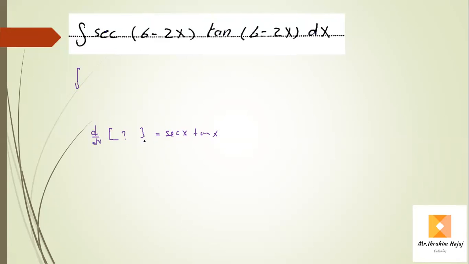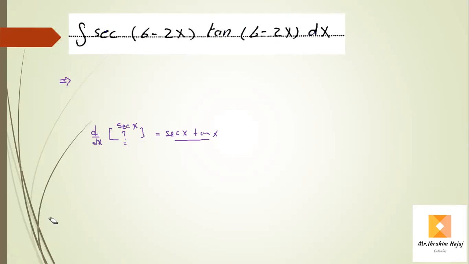I took a screenshot of the rules, but it's not there, not a problem. Secant x tan x. The derivative of secant x gives the secant x tan x. So the integral of secant tan is.